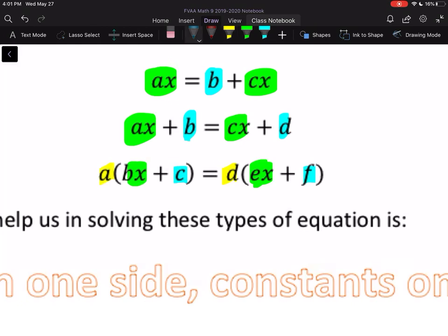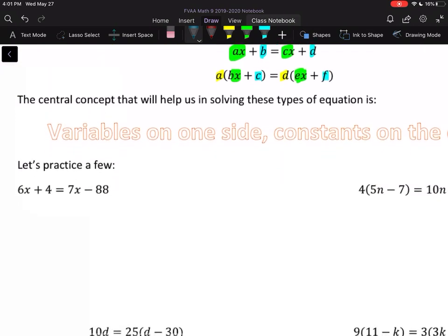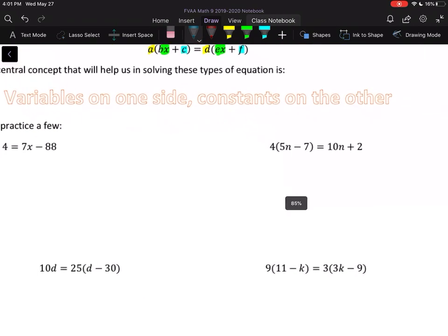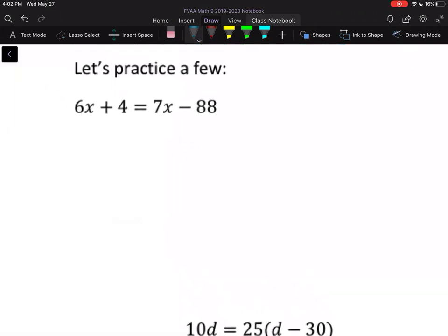So how are we going to handle those? The central concept that will help us solve these types of problems is variables on one side, constants on the other. One of the goals of algebra is to isolate the variable on one side of the equal sign. If we have variables on both sides of the equal sign, we have to bring those variables to the same side first, then combine like terms, and then isolate the variable. So let's see what that looks like. Let's try a couple of examples here.